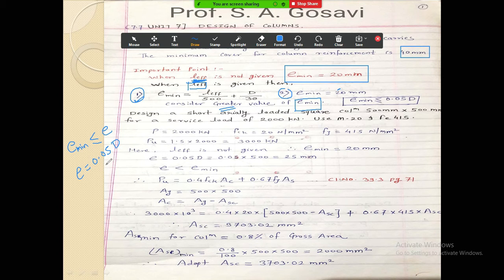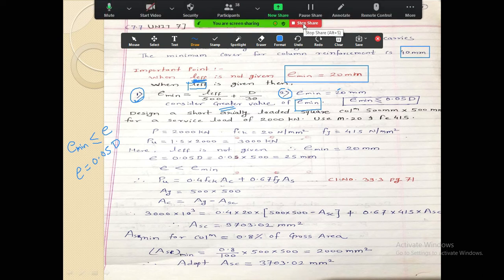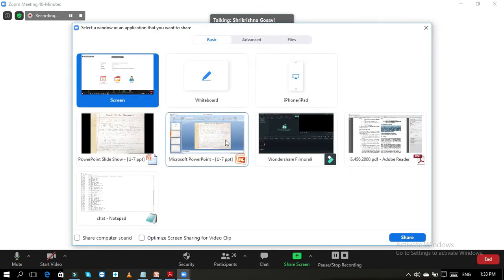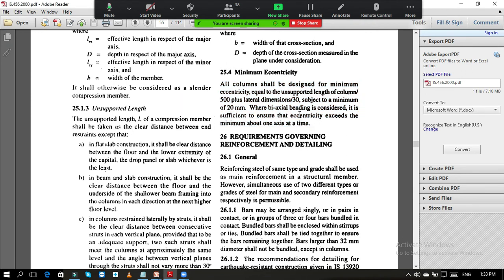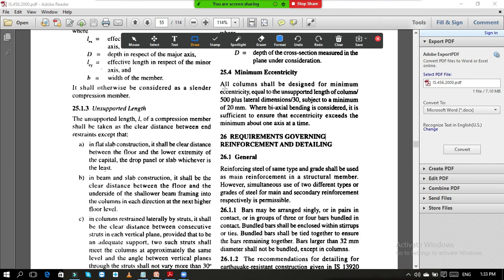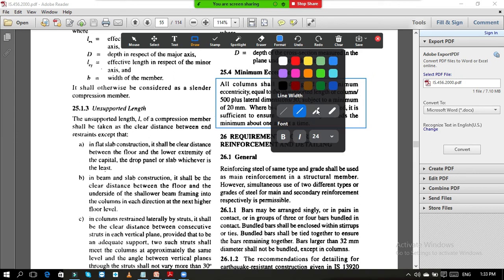Okay, so I hope now regarding this eccentricity it is clear to you. We will go to the IS code so that we will see this clause of eccentricity. Clause number 25.4. If we go to the IS code, you can see that this is the clause of minimum eccentricity. This clause we need to follow.